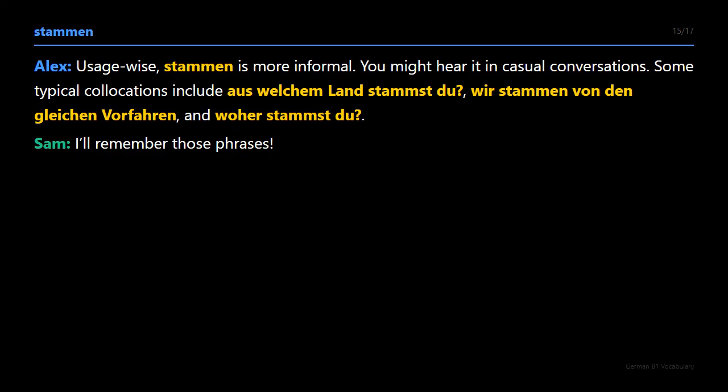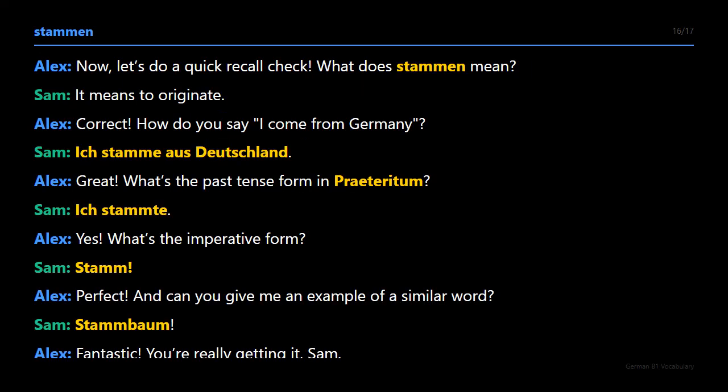Usage-wise, stammen is more informal. You might hear it in casual conversations. Some typical collocations include, Aus welchem Land stammst du? Wir stammen von den gleichen Vorfahren. And, Woher stammst du? I'll remember those phrases.